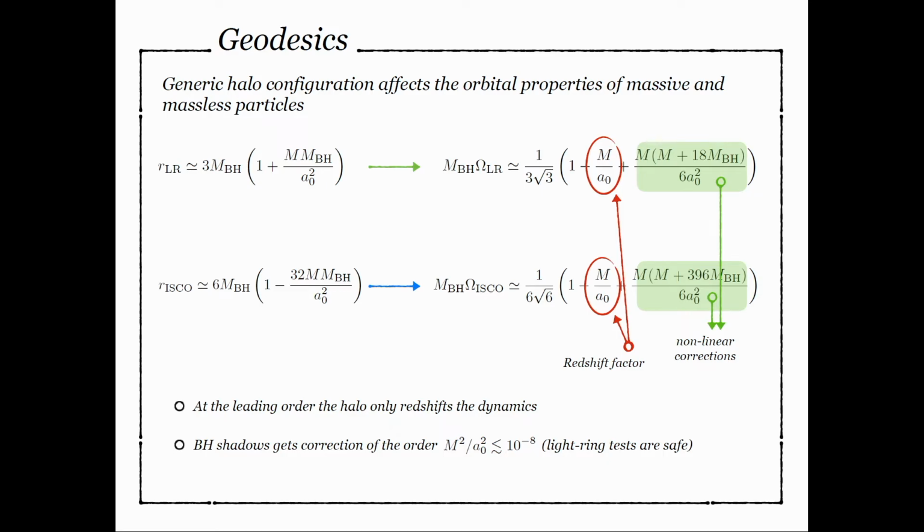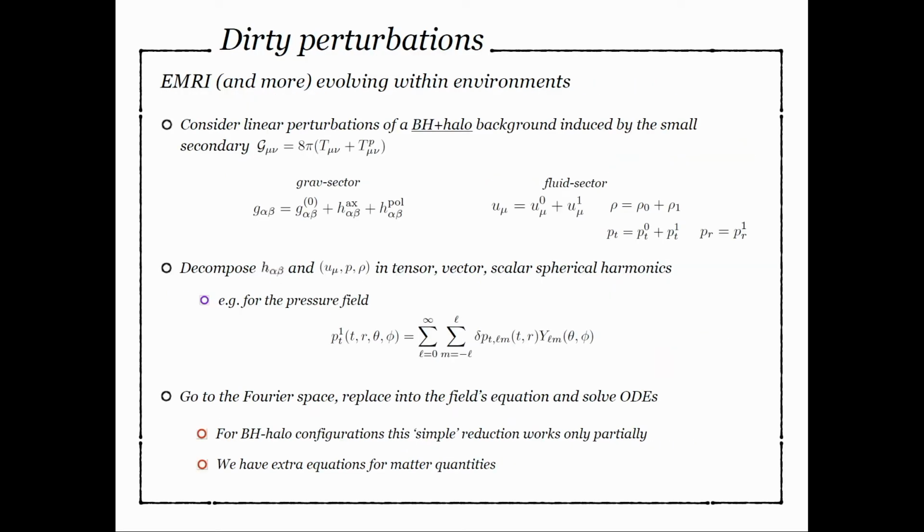Okay, which is actually expected, because what you get is that these particles, light or massive, are moving in a different potential well where the mass is now dictated by different components and not only by the black hole one. Okay, so at the leading order, only the redshift is mostly affecting the dynamics. And then if you compute the correction of a putative black hole shadow, this would have a nonlinear correction of the order of this guy here for realistic M over a naught, so mass and scale distribution which comply with astrophysical observations of dark matter. Okay, all right.